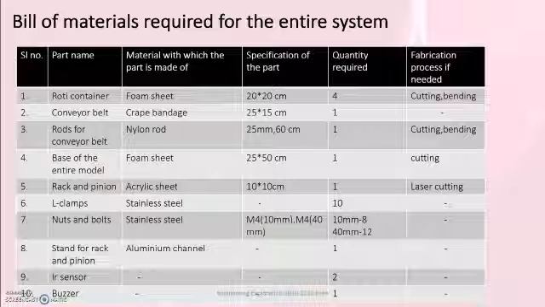Rack and pinion is designed from acrylic sheet. In addition to this, we are using L clamps, nuts and bolts. The stand for rack and pinion is made from aluminium channel. We are also using IR sensors and buzzers.